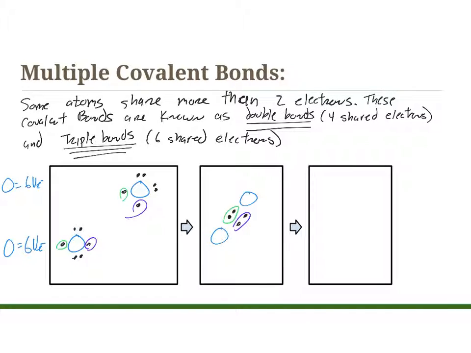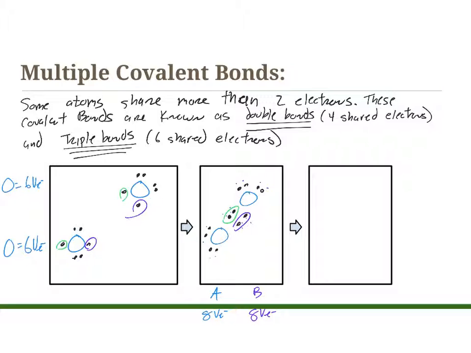Now I have to make sure that I have the rest of my electrons that should be there. So 2, 3, 4. Okay, and then 1, 2, 3, 4. Okay, so now I've got a double bond situation where each atom has 8 valence electrons. So oxygen A has 8 valence electrons because of the 1, 2, 3, 4, 5, 6, 7, 8 that it's sharing, and oxygen B has 8 valence electrons because of the 1, 2, 3, 4, 5, 6, 7, 8 that it's sharing also. So that means that the atoms both have fulfilled the octet rule.